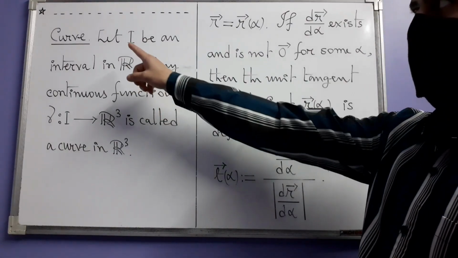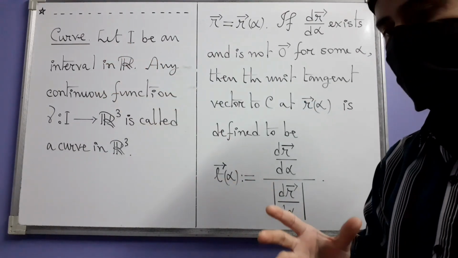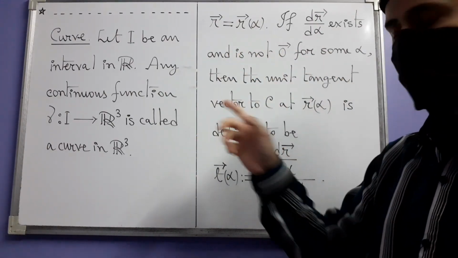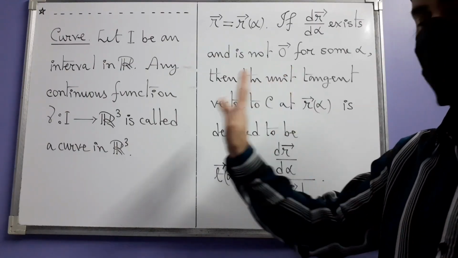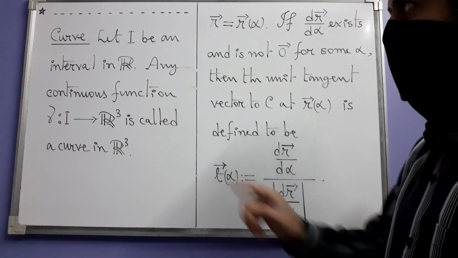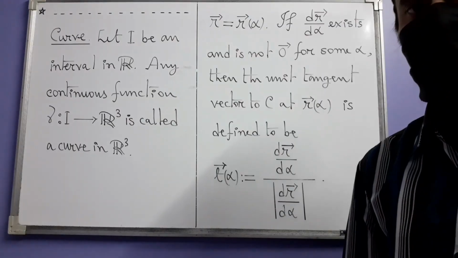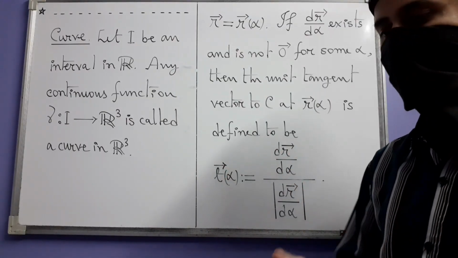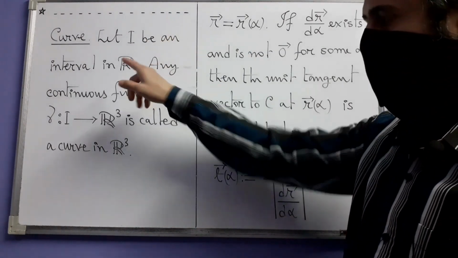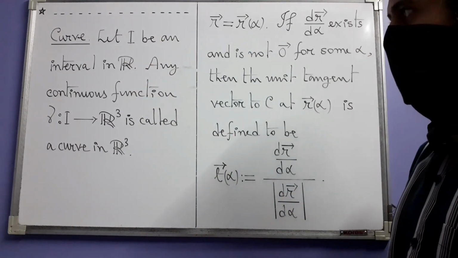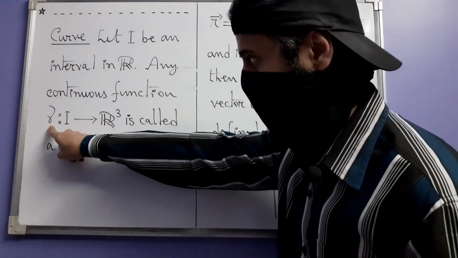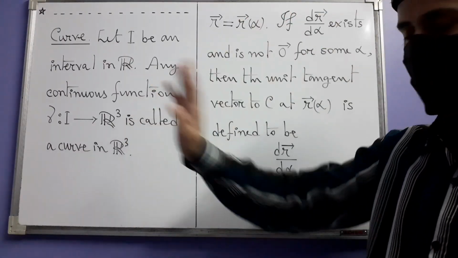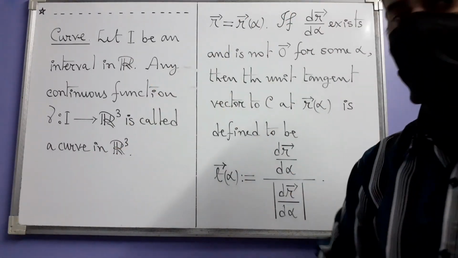Let's first see the definition of curve, because we are only going to consider curves in three-dimensional space. That means this space. So we only see that definition. There is a more general definition. Let I be an interval in R, any interval: open interval, closed interval, half open interval, unbounded interval. I may be the entire R also. Any continuous function gamma whose domain is I and codomain is the three-dimensional space, that means R3, is called a curve in R3.